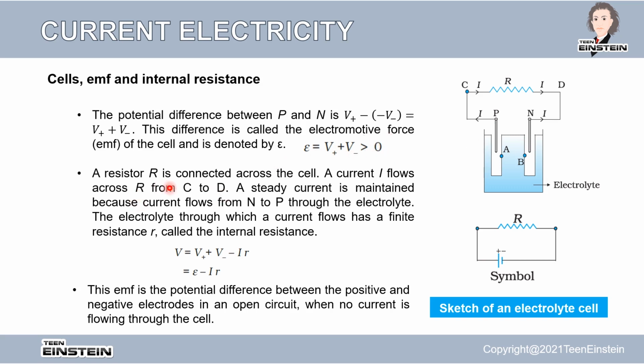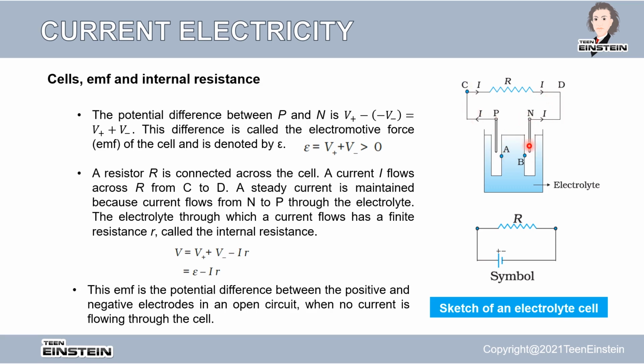Now we are connecting a resistor R across this cell. A current I flows across R from C to D. So there will be a voltage across this R which is denoted as V. Now a steady current is maintained because current flows from N to P through the electrolyte. Now the current is flowing from P to N outside the cell. But if you want to maintain the steady current, then the current has to go from N to P like this inside the electrolyte. So this is how the whole circuit is completed.